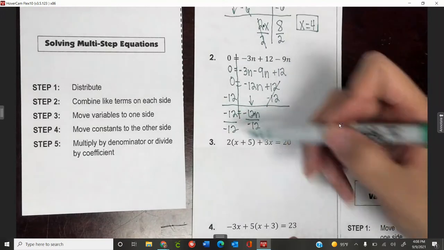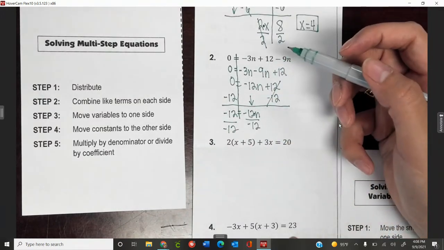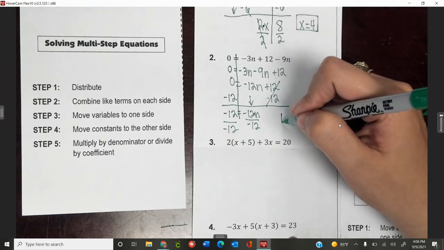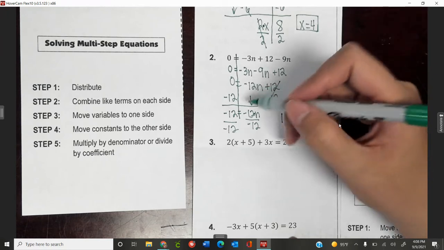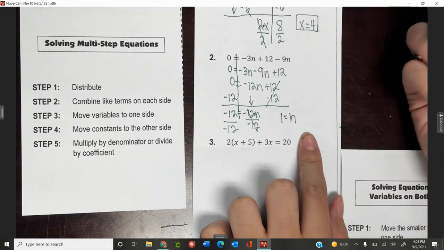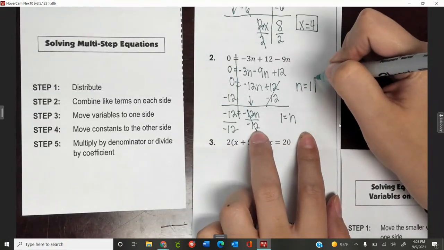So here, negative 12 divided by negative 12. Remember, a negative divided by a negative equals a positive. So here, negative 12 divided by negative 12 equals 1. And 1 equals, my negative 12s cancel out, and you're left with 1 equals n. But remember, it's more proper to write your variable first, so n equals 1.